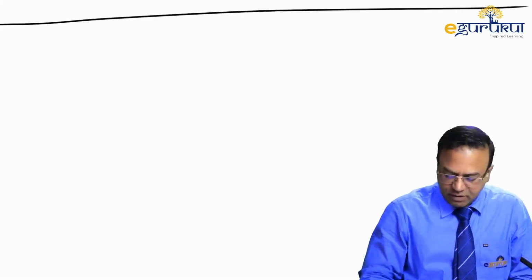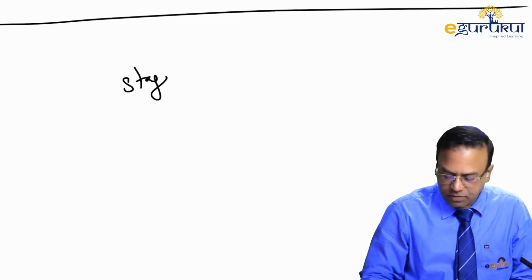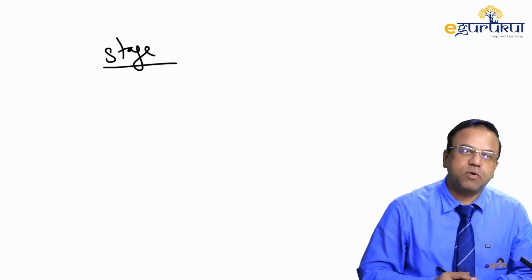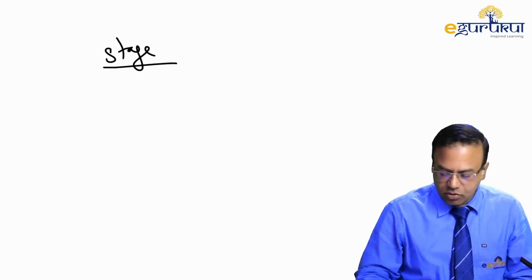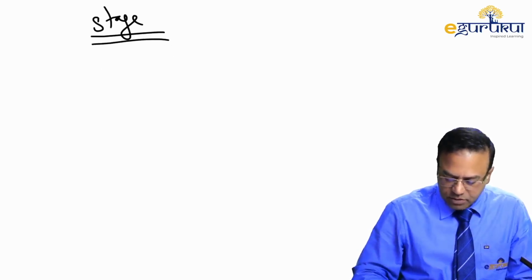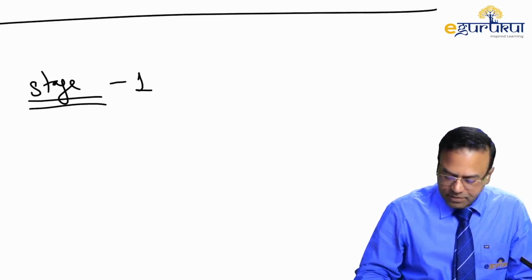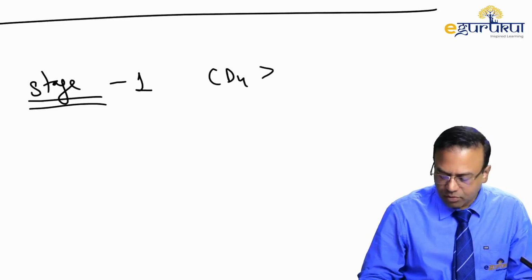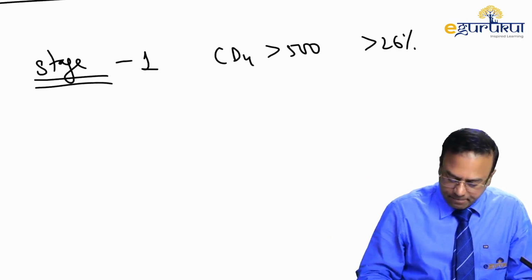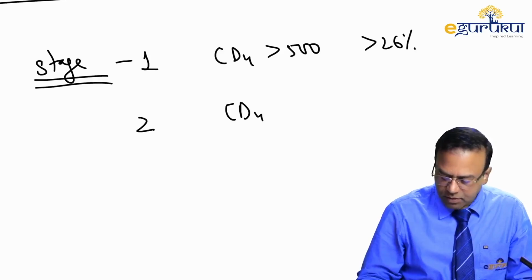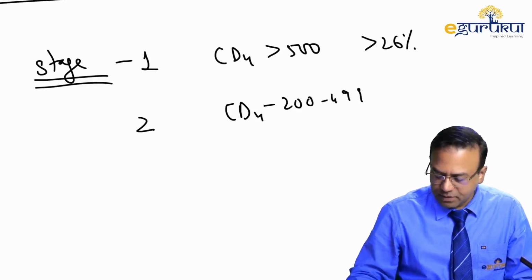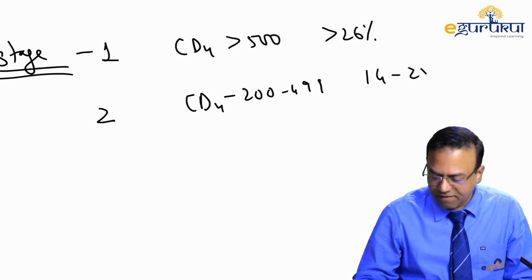If you look at the stages of HIV, we do realize that the CD4 count is very important in maintaining the immune responses against opportunistic infections. So to a large extent, the stage is built on the CD4 counts. If you look at stage 1, this is the CD4 count that is more than 500 or more than 26%. Stage 2, the CD4 count is 200 to 500. Okay, 200 to 499 to be precise. So it's between 14 to 25%.